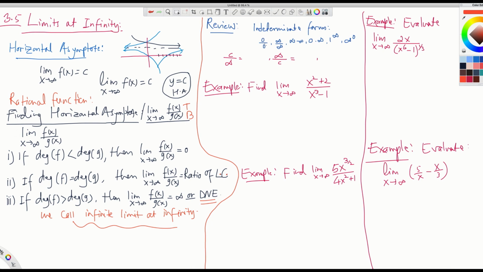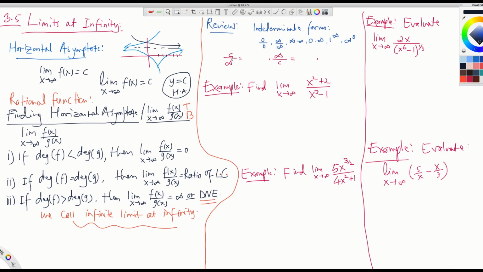If you get 0 over 0, or infinity over infinity, or infinity minus infinity, 0 times infinity, 1 to the infinity, infinity to 0, and so on, then in that case we have an indeterminate form. If you get an indeterminate form when you plug in the limit directly, then we do not plug in the limit directly. What we do is try to simplify or do something extra before you plug in the limit. That thing we will see in the examples.